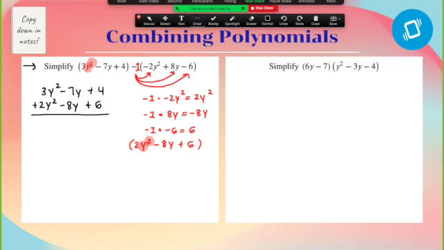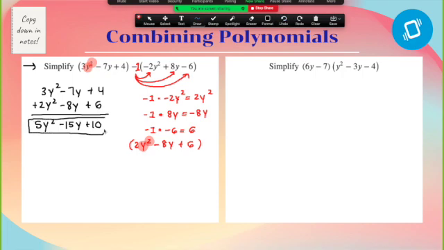And then I just combine things together. Positive 4 plus 6 equals positive 10. Negative 7y minus 8y equals negative 15y. And 3y squared plus 2y squared equals 5y squared. That would be my final answer.